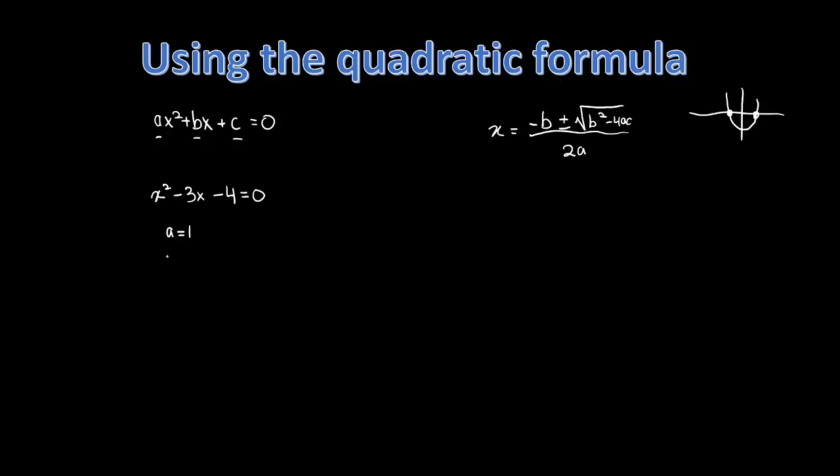a is equal to 1, b is equal to minus 3, right, because this is a plus bx and it's a minus 3, so b is equal to minus 3, and c is equal to a negative 4. So just plug it into the equation.